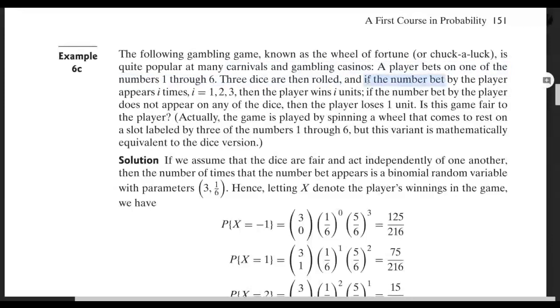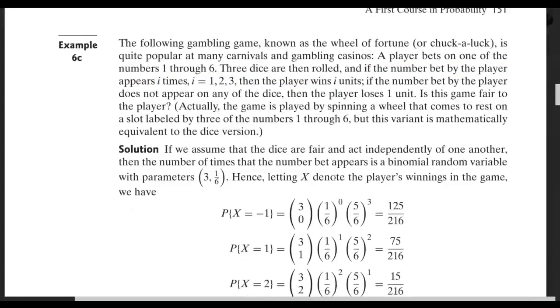If the number bet by the player appears i times, okay, this is how you win. Oh, okay, so they have to call a number, I guess, right? So from 1 to 6, maybe the player says, okay, I'm betting on 5. Then you roll the 3 dice. Then what happens? The dice has 1 up to 6. So maybe one of them has 5. Then you win. I see. I think that's the way to win, right? Correct me if I'm wrong.